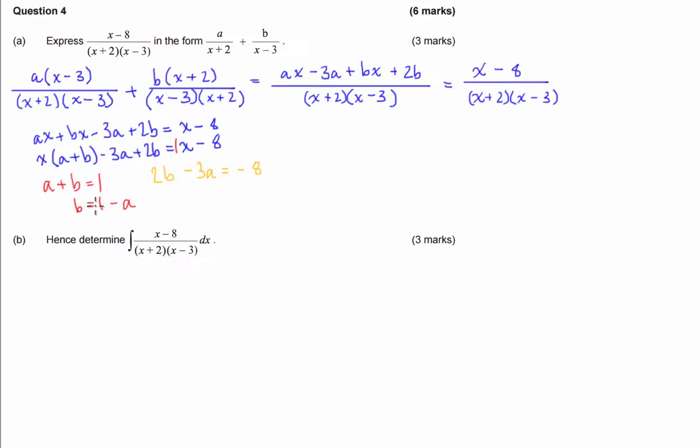Because we know that b equals 1 minus a, we can stick that in. This is going to be 2 minus 2a minus 3a equals negative 8. We're going to have negative 5a equals negative 10, so a equals 2. And b is going to have to equal negative 1, because b is 1 minus 2.